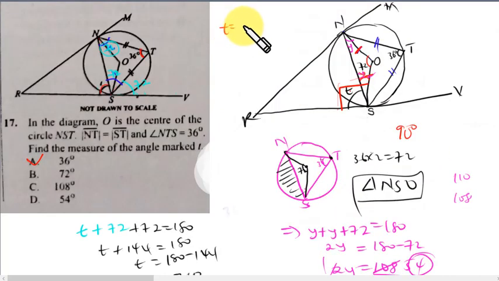Angle T will be equal to 90 minus 54. What did I get here? Sorry, 54. So T equals, when we subtract 54 from 90, what do we get? We get 36 degrees. So we still come back to the angle 36. So the first one was the easiest way to find T.